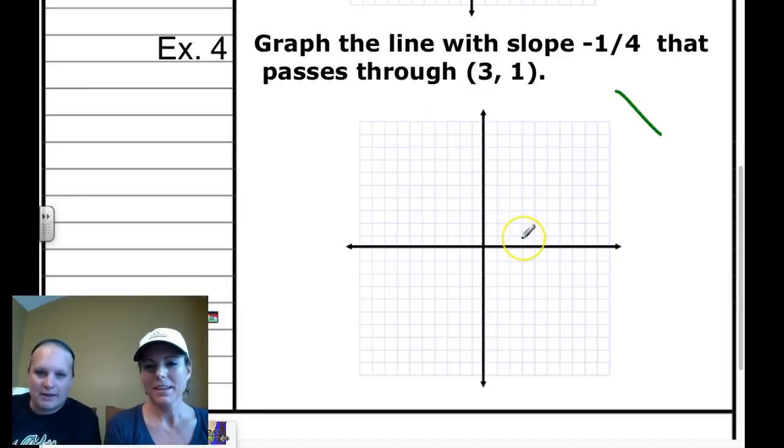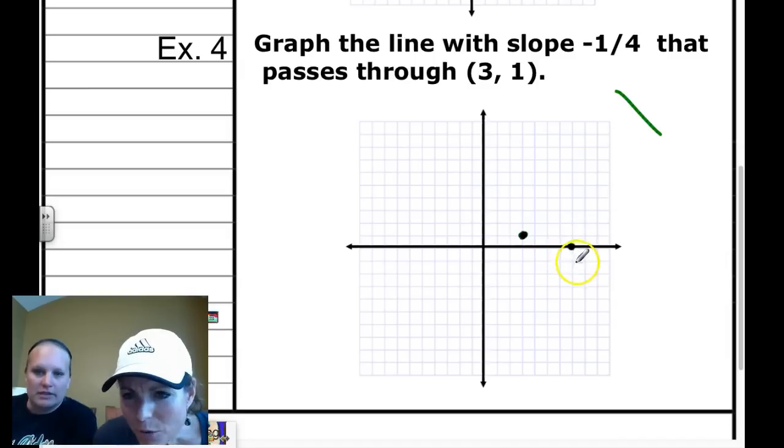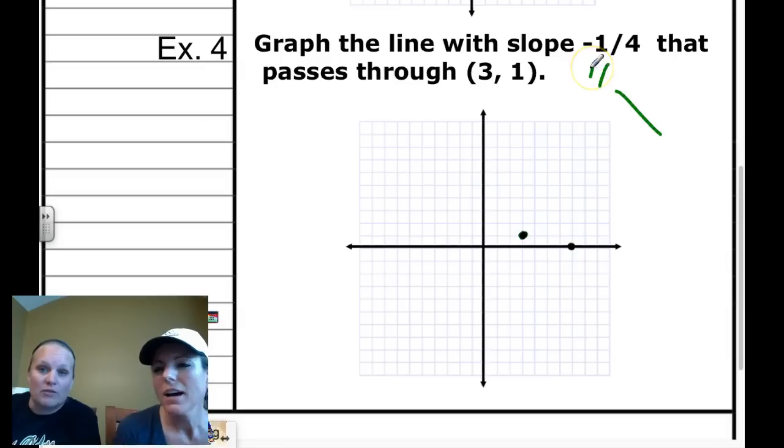1, 2, 3, up 1. And we go down 1 to the right 4. And you could go down 1 to the right 4. Oh boy. So I'm going to switch this to 1 over negative 4. So we go up 1 to the left 4.